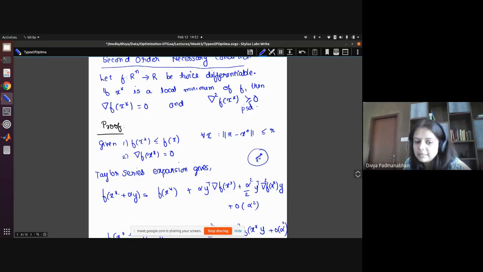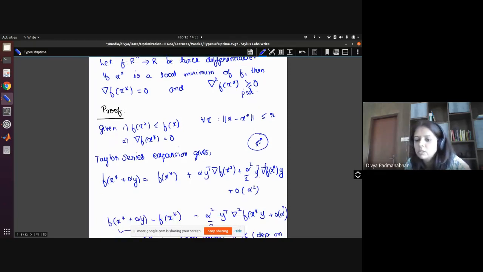So recall that the second order expansion was this, right? F of x star plus you had this term alpha y transpose delta f x star, and a term which depends on the Hessian. So it's exactly alpha square by 2 y transpose delta squared f x star y. I'm just plugging in the Taylor series approximation. And there is this term, which is small o of alpha square, which is a very small term.